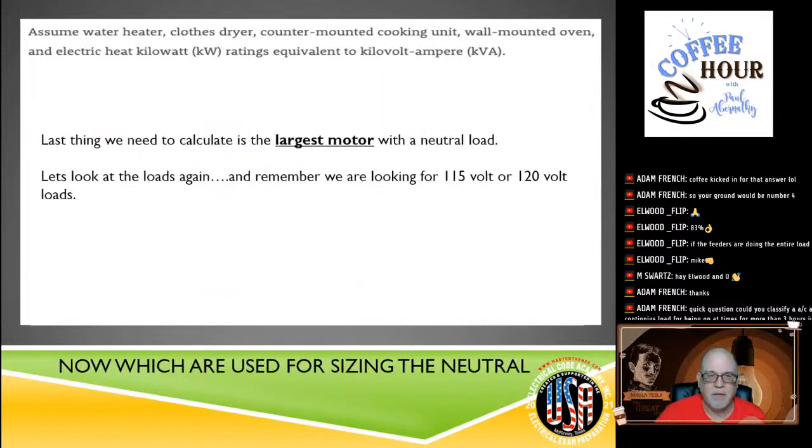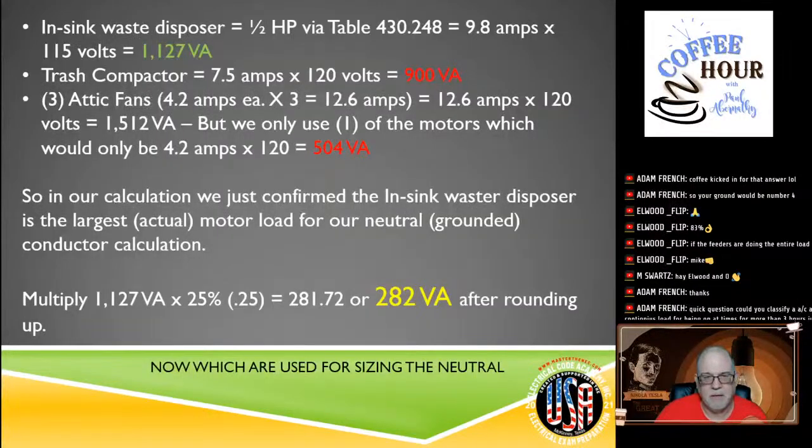That's your contribution. Now, lastly, we still have to get that largest motor again. So we have to look for that largest motor, okay? So let's look at those values for the largest motor in the neutral contribution. Well, we can go back and look, and again, probably more often than not, it's going to be the same motor that you used in the original standard calculation for the ungrounded conductors or hot conductors. So in this case, it's still the in-sync waste disposal. So again, you might take the exact same value.